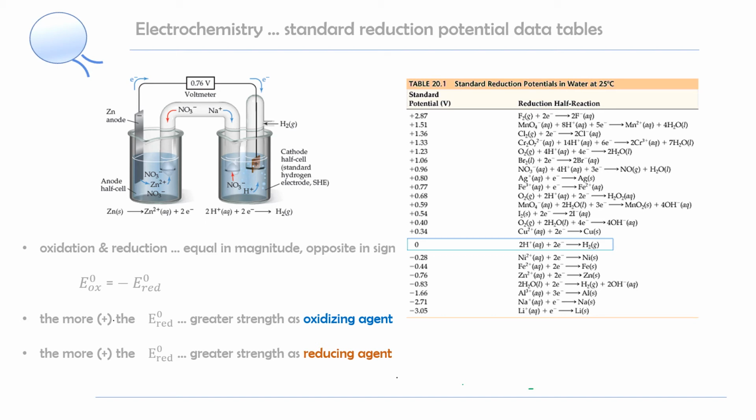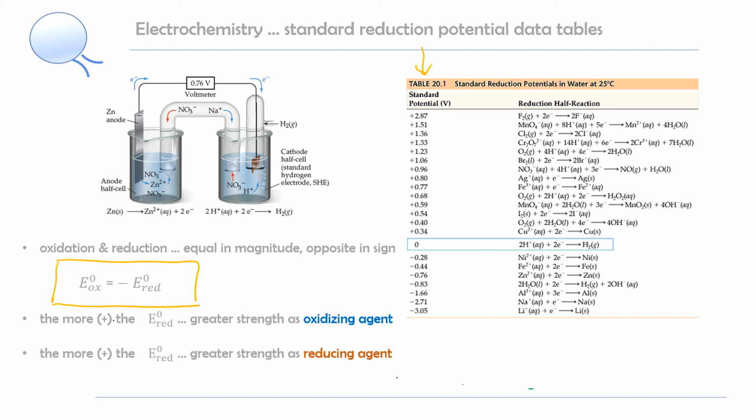So just important things to keep in mind. Oxidation and reduction are complementary processes, and so the cell potentials are equal in magnitude, opposite in sign. So when you look at this data table, these are literally reduction potentials. If the actual process is happening as an oxidation, you need to flip the sign.